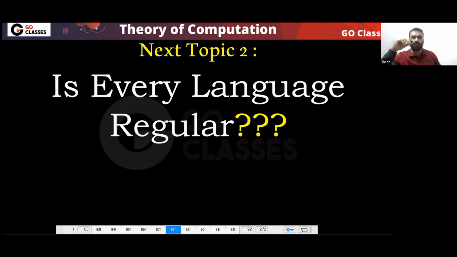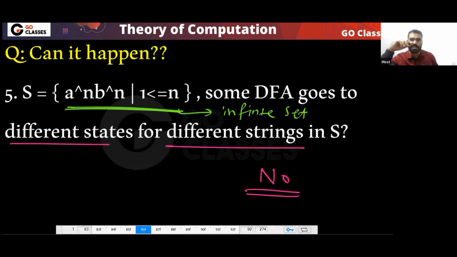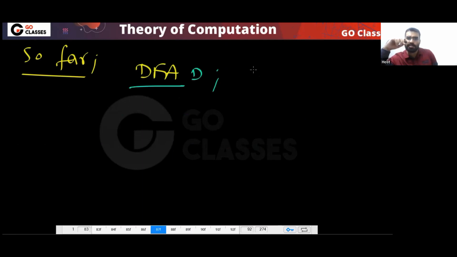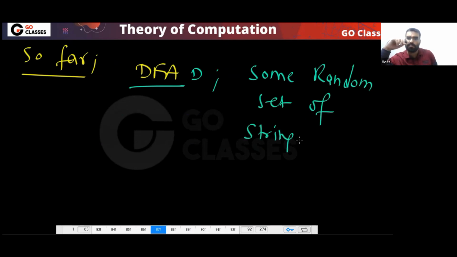Okay. So I hope all these points are clear. So remember, some random set I have taken. Please understand that so far what we have done, we have a DFA. Some DFA you have, and some random set of strings. Randomly I am taking some strings. And what we are checking? We are checking where these strings will go.